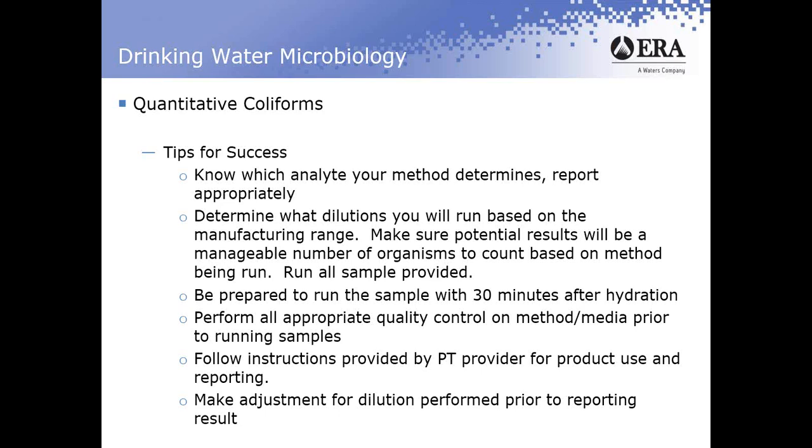Again, follow the instructions provided by the PT providers. It could vary from provider to provider or study to study. It may give you new information related to reporting that was different from the previous event. You want to make sure that you're reading all of that before you actually run the samples. And then once again, make adjustments for your dilutions. You need to report your results in the terms that are on the data reporting sheet or on the website that the PT provider is asking you to report them in. So in this case, CFU per 100 mils.